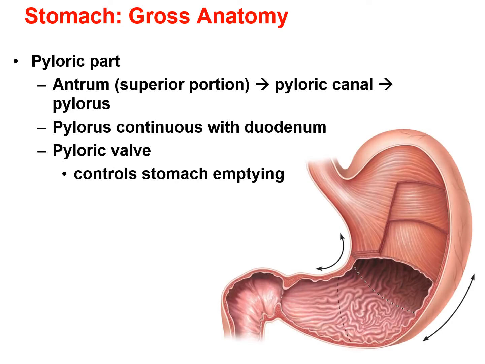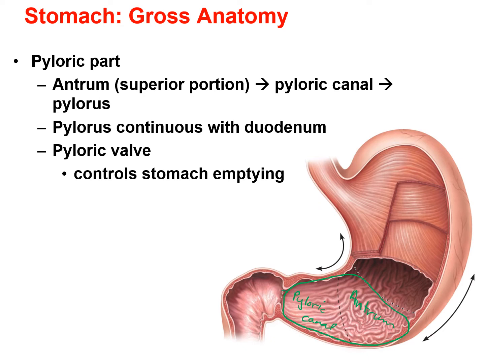The pyloric portion of the stomach deserves a little bit more attention. So this is the pyloric part right here, and it can be broken down into distinct regions. There is going to be a superior portion that is going to be your antrum, and the antrum is going to be closest to your body. So you have your antrum here. If you work away from the antrum, you are going to move into a more narrow pyloric canal.